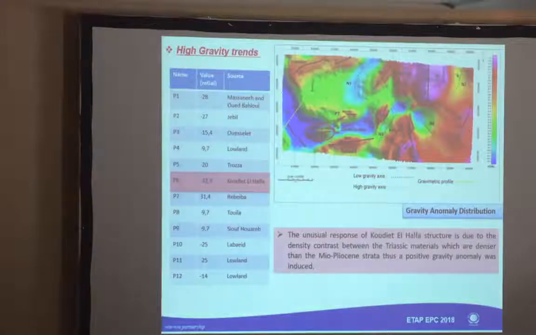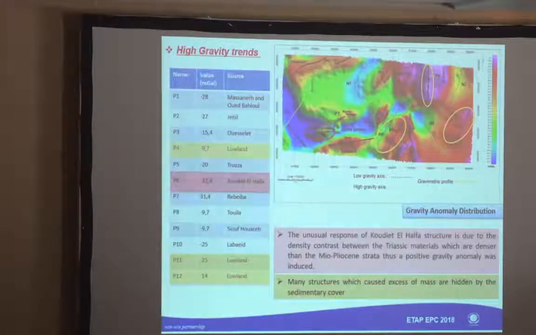This positive anomaly can be explained by the contrast of density between the salt material, which is denser than the Miocene strata surrounding Qudit al-Halfa. Also, we have 3 positive anomalies which are correlated to lowlands in the geological map. This can be explained by an excess of mass hidden by sedimentary cover.